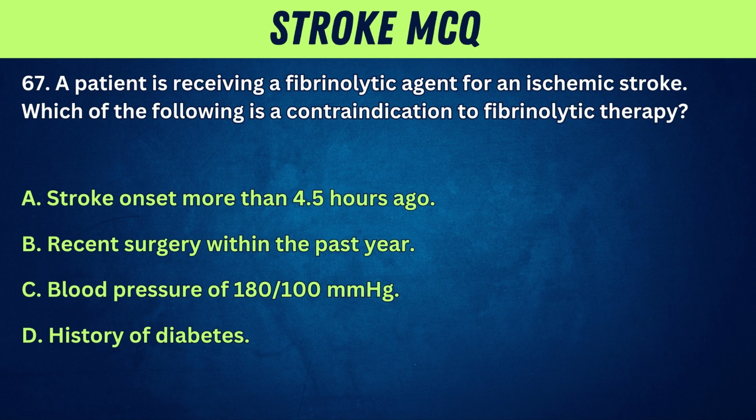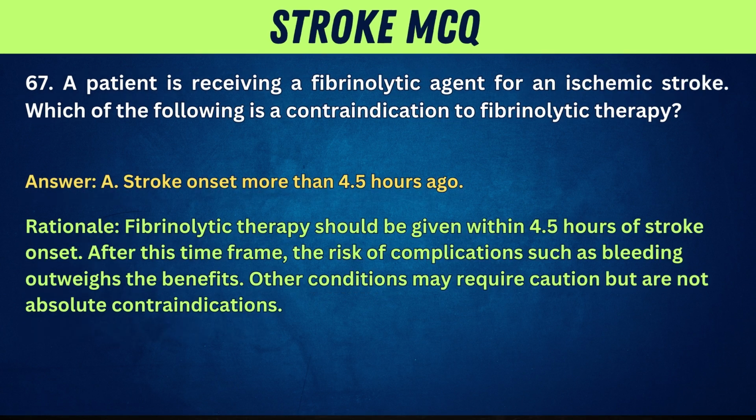67. A patient is receiving a fibrinolytic agent for an ischemic stroke. Which of the following is a contraindication to fibrinolytic therapy? A. Stroke onset more than 4.5 hours ago. B. Recent surgery within the past year. C. Blood pressure of 180 over 100 mmHg. D. History of diabetes. Answer: A. Stroke onset more than 4.5 hours ago.